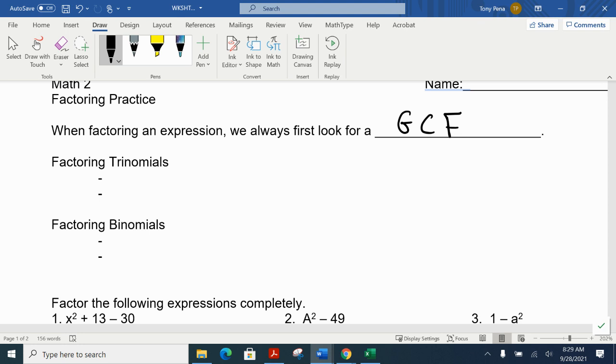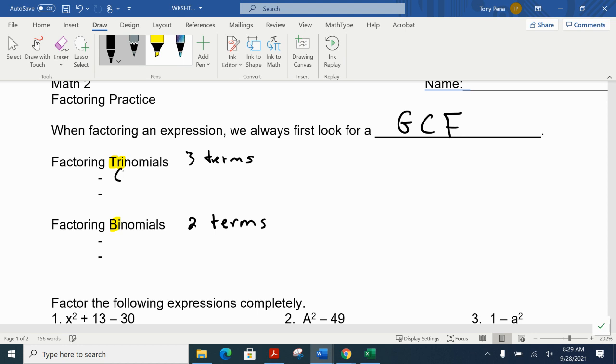Then all of these are either trinomials. Trinomial means there are 3 terms, right? Tri means 3 terms. Or they are binomials, bi meaning 2 terms. So if we look at number 1, that's going to be 3 terms, so that's a trinomial.